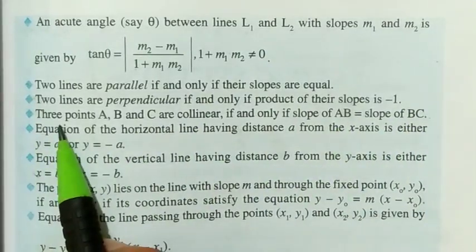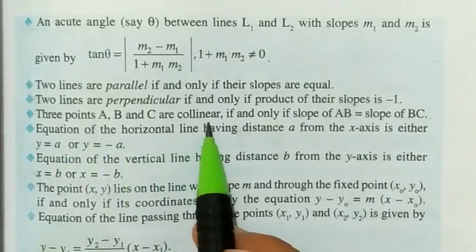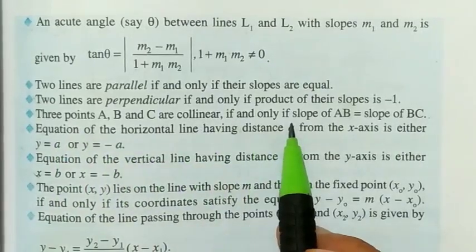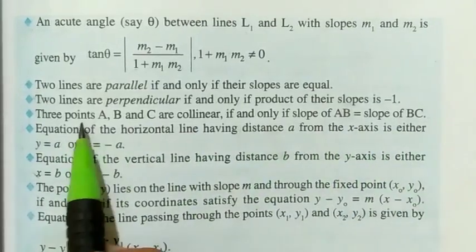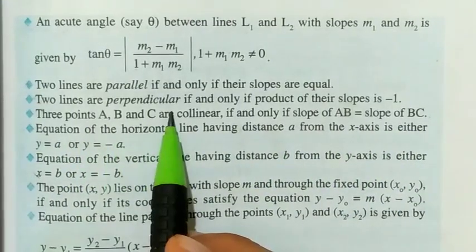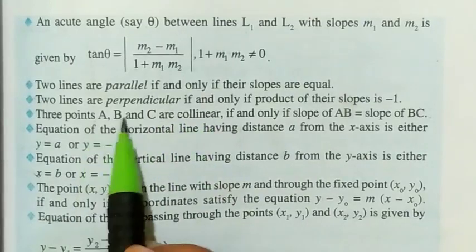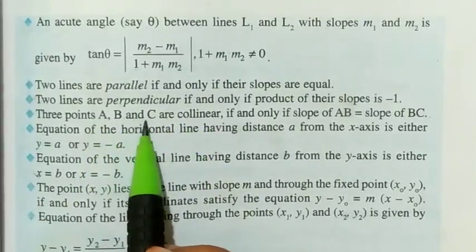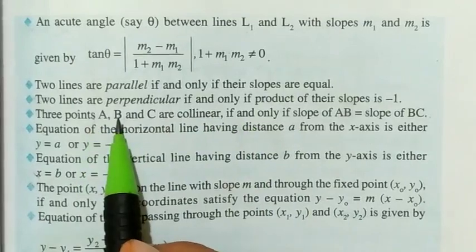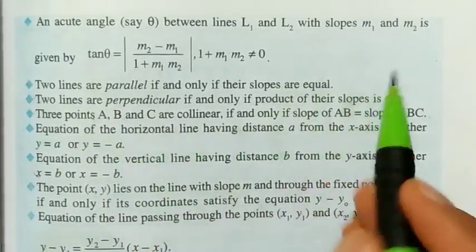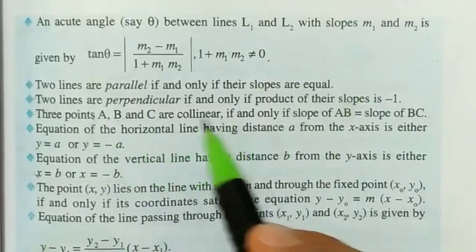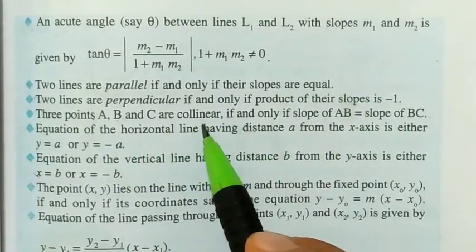Next point, three points A, B and C are collinear if and only if the slope of AB equals the slope of BC. Means A, B, C, three consecutive points are given. These will be collinear if the slope of AB and the slope of BC are equal, means making the same angle from the positive direction of the x-axis, which means A, B, C are collinear, means they lie on a single line.